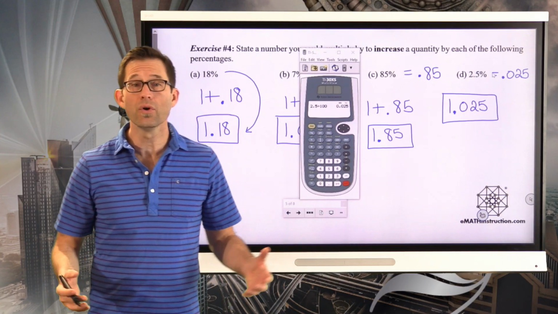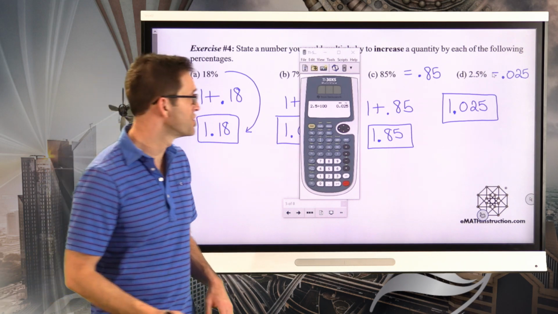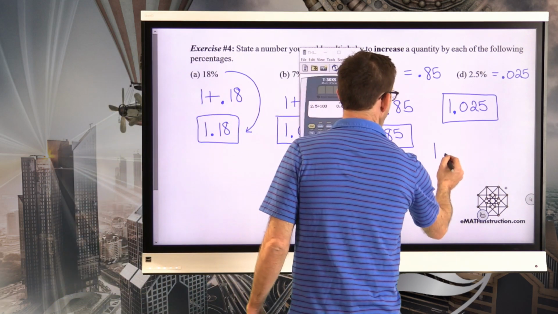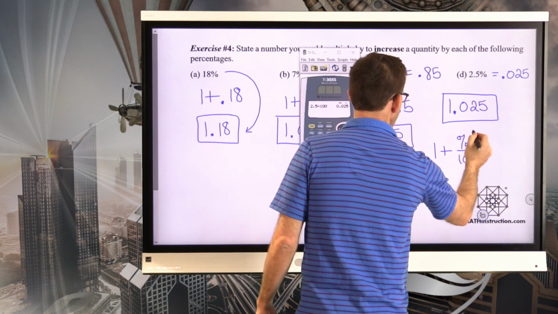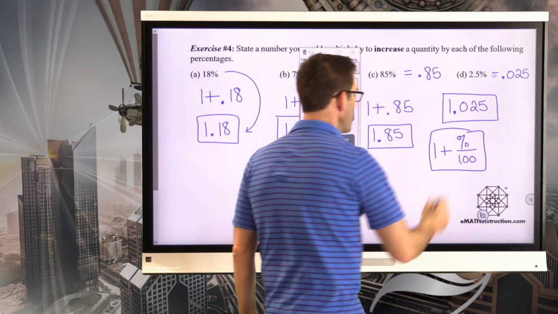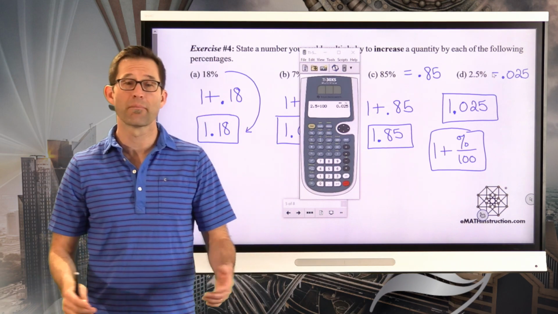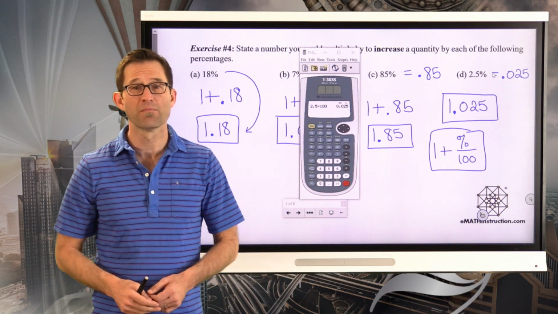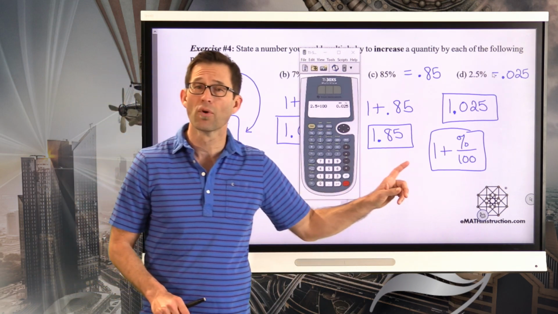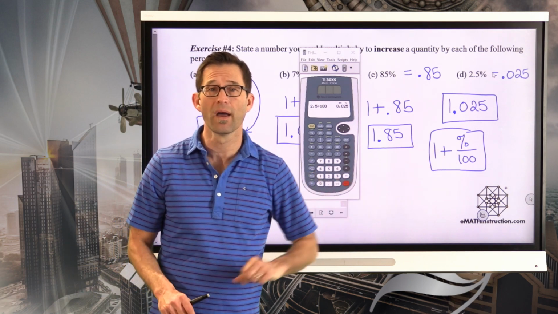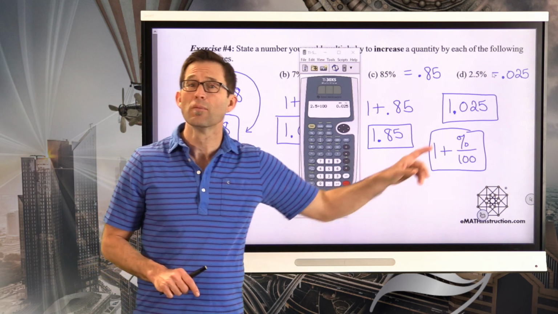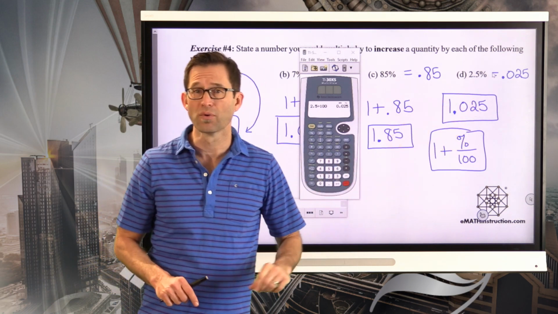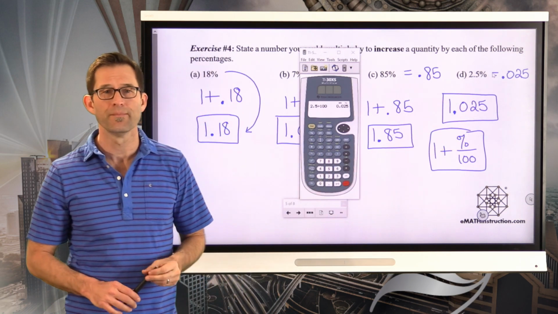Quite frankly, you could summarize all of this by saying you should always multiply by 1 plus the percent divided by 100 in order to increase by that percent. So if I want to increase by 8%, I would multiply by 1 plus 8 divided by 100, or 1.08. Something like that's easy. It's a little bit harder when you have something like 2.5%. So this is a nice way to look at it.